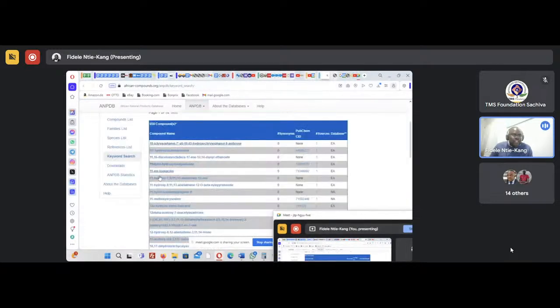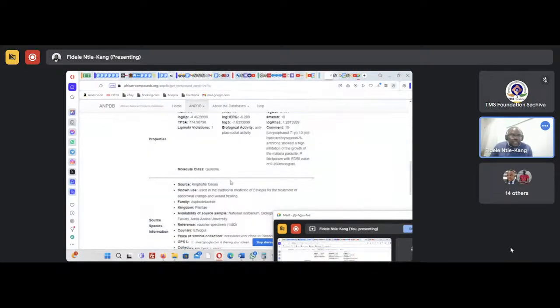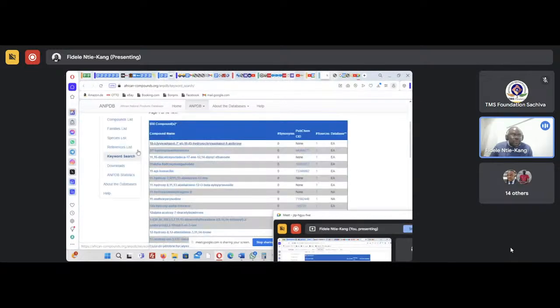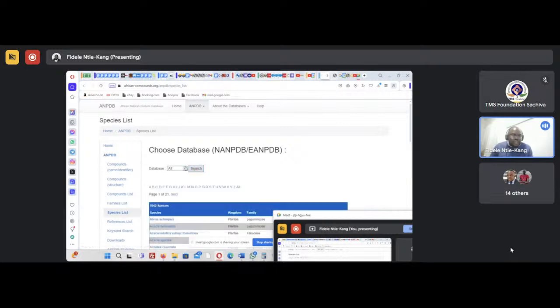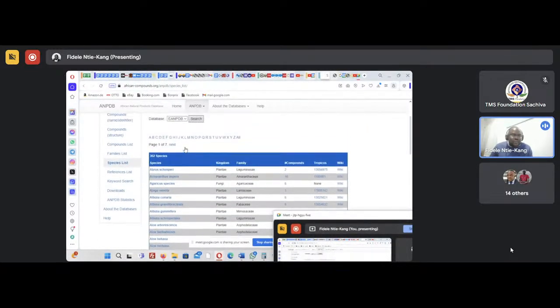I go back to my previous page. If I am interested in the folia species, and I'm told here that it is the folia foliosa, I go back here and I go to the species list. When I go to the species list, I'm interested in the entire database. Of course, it was from East Africa, so I didn't worry about North Africa. I want to go faster, so I just go to East Africa because I saw it from Ethiopia.